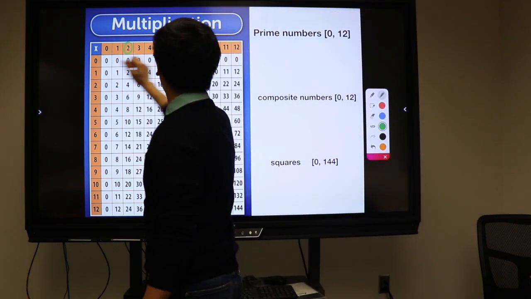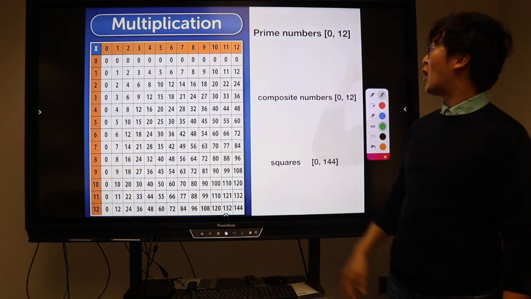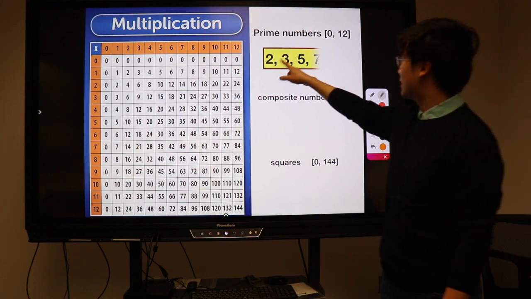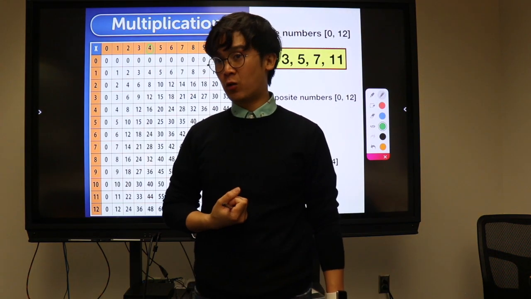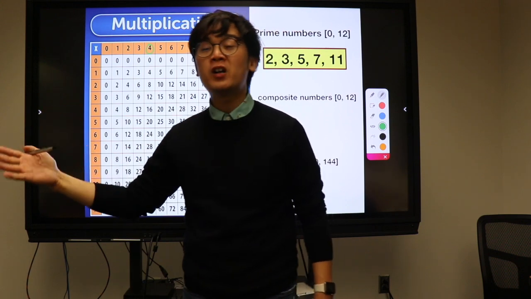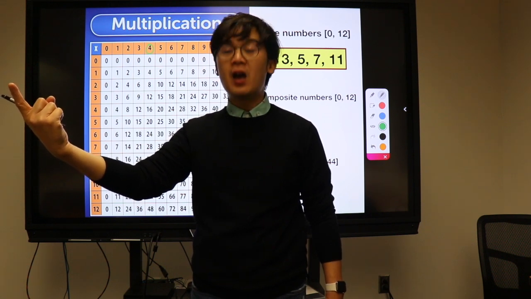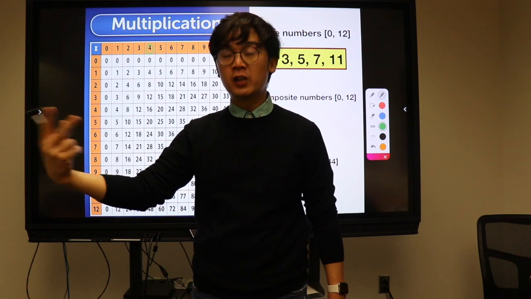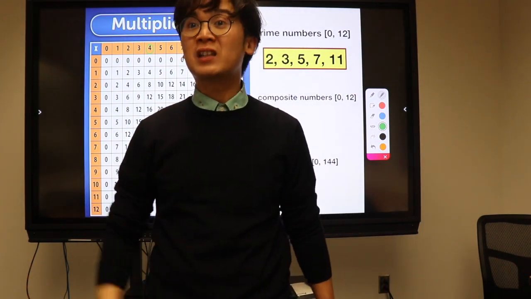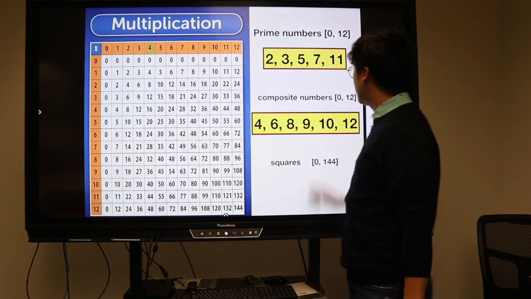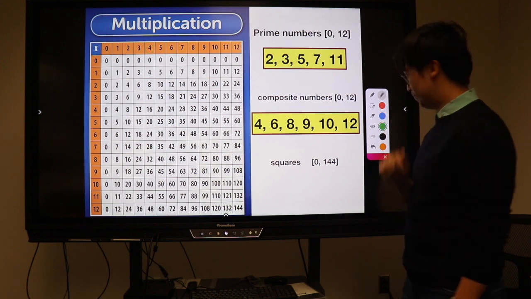Between 0 and 12, can you please list the prime numbers? The prime numbers from 0 to 12 will be 2, 3, 5, 7, and 11. Now, numbers that can divide 4 are not just 4. What else can divide 4? 2. You can divide 4 by 4, which is 1, and you can divide 4 by 2, which is 2. Unlike 2, 3, 5, and 7, which are prime numbers, where the only number you can divide by is that number itself, the composite numbers from 0 to 12 will be the numbers that are not prime. So it's 4, 6, 8, 9, 10, and 12.